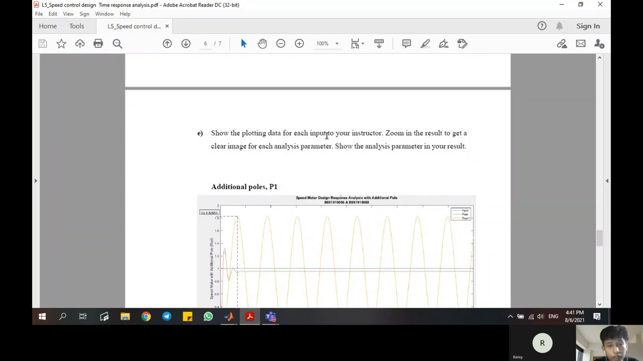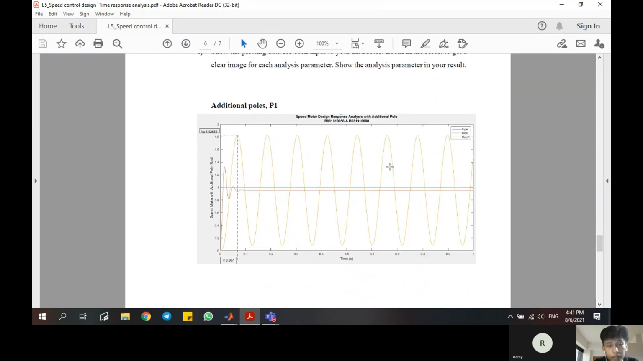And then show the plotting data for each input to your instructor. Okay.